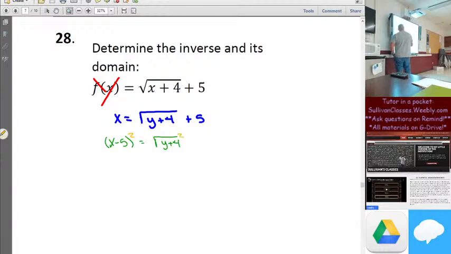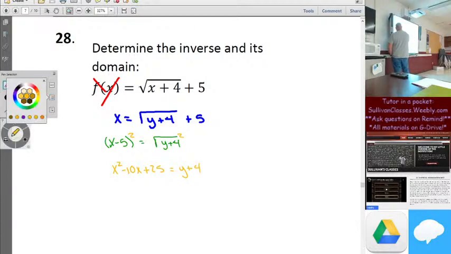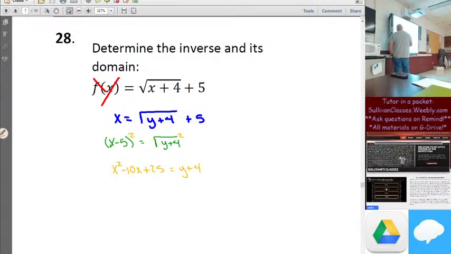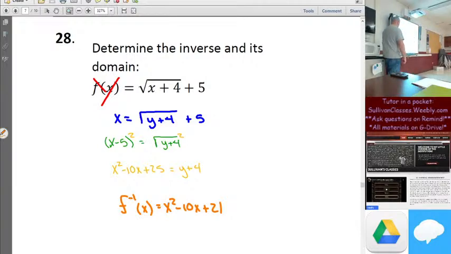Square both sides. Minus 10x plus 25 is y plus 4. And subtract. When you subtract, make sure that you actually write the correct notation. It's the inverse function of x. Is x squared minus 10x plus 25 minus 4, which is 21. So that is the inverse.